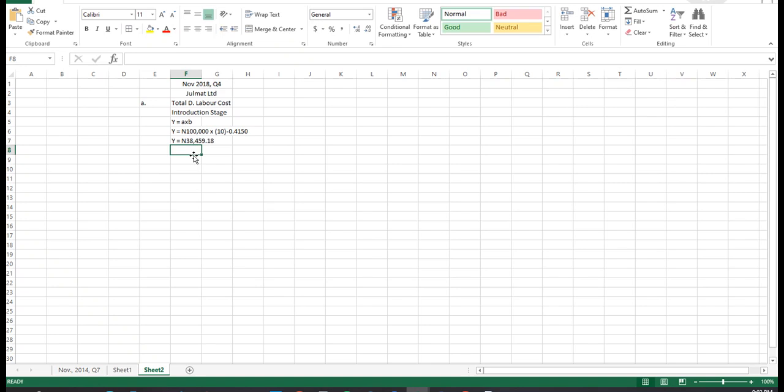Now, this is the average cost, right? The average cost per unit, per batch, for all the 10 batches. Is that what this means? Yes. So the total cost now for 10 batches will be what?